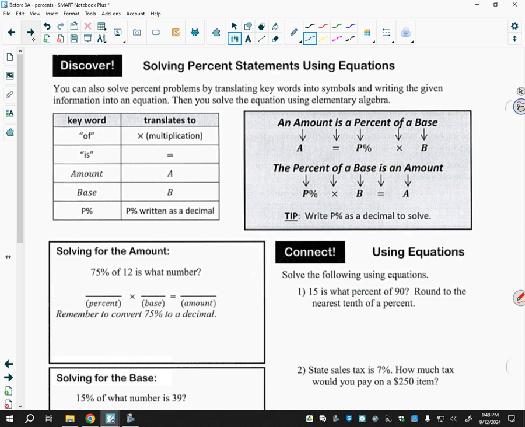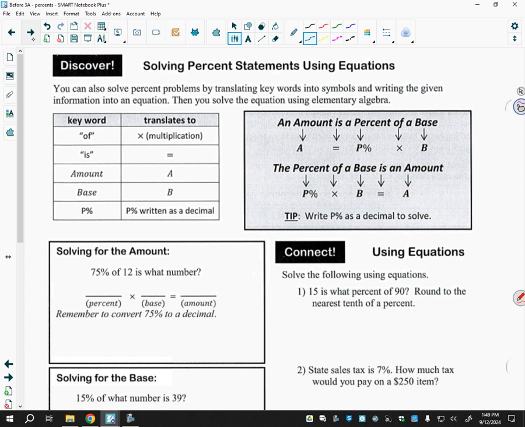So now they just talk about some other ways that you can do this. Notice that they say "of" means multiplication. We knew that already. "Is" means equal. And now they're using amount and base. So this is Parker's way of doing it, I think, which I like: is over of equals percent over 100. I don't know if I like this or not. But it says an amount is the percent of the base, or the percent times the base is the amount. Those are the same thing. Do you agree with that?